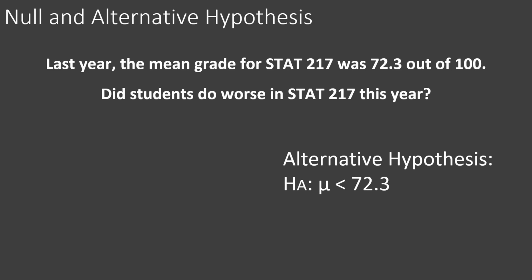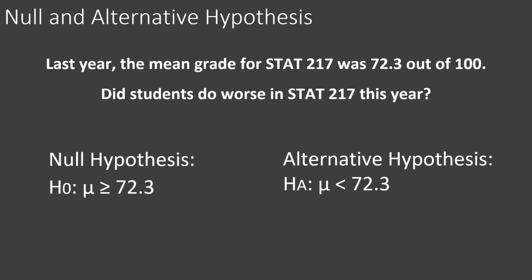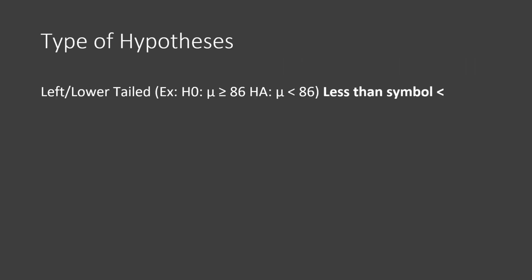Basically, the alternative hypothesis depends on what the question is asking. If the question said, did students do better this year, then it would be a greater than sign. We're using the mu sign because it's asking for the mean, whereas the last question was using a proportion, so it was p. In other questions you might use x bar if you're only looking at sample means. Depending on the question you can change it, but for this one it's mu. And of course, the null hypothesis is going to be mu greater than or equal to 72.3. Make sense? Good.